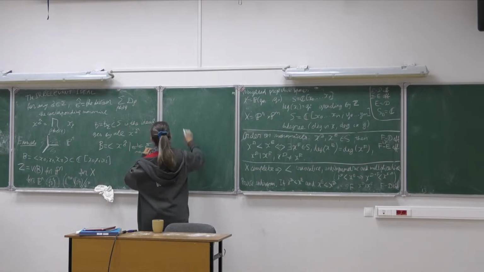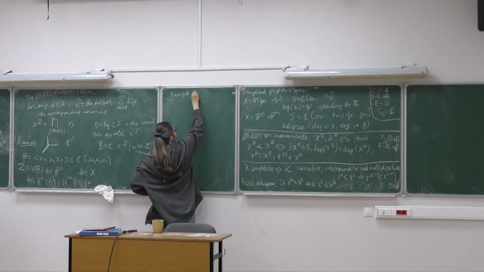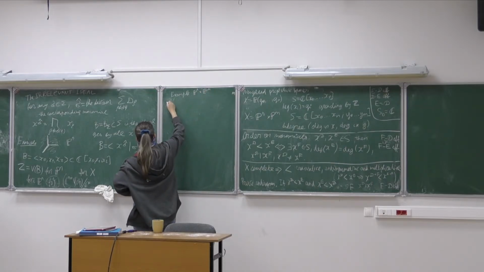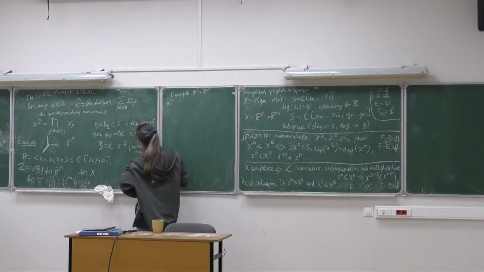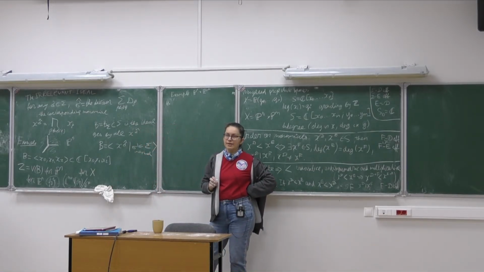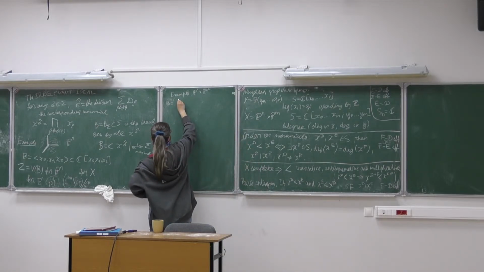So what is Pn times Pm? What is our B? It is generated by xi, yj. Okay?